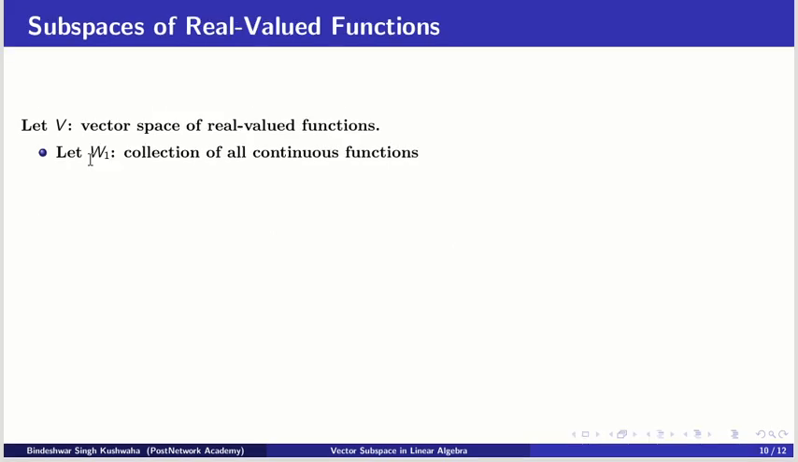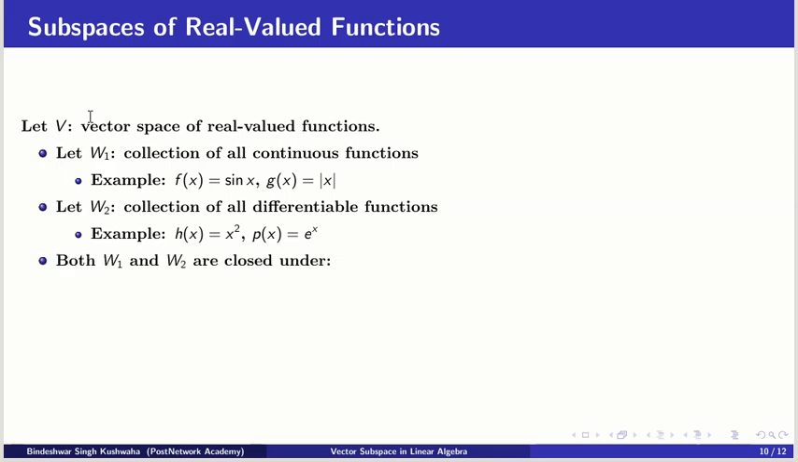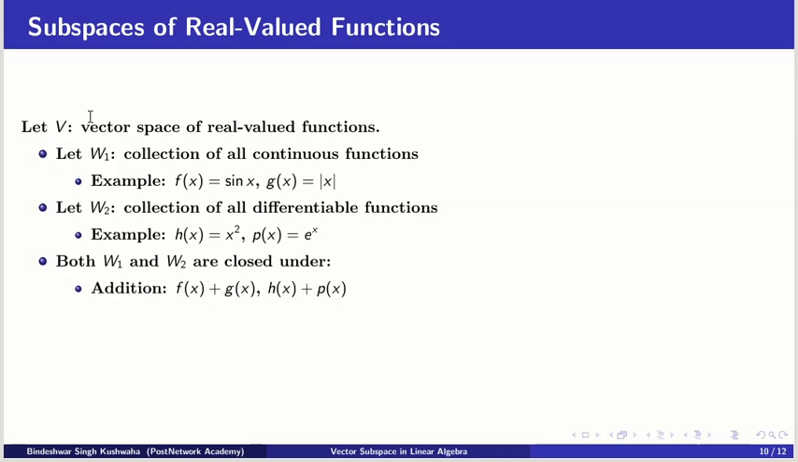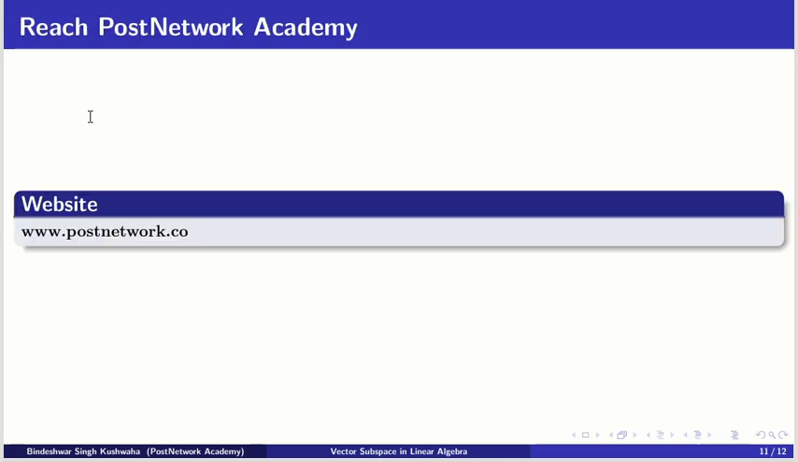Now subspaces of real valued functions. Let W1 be the collection of all continuous functions, and the second one, W2, the collection of all differentiable functions. Examples are here. Both W1 and W2 are closed under addition and scalar multiplication. So you can say that W1 and W2 are subspaces of V.